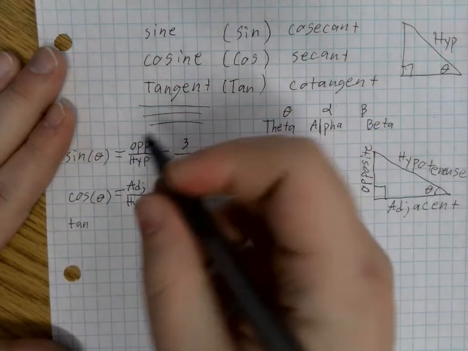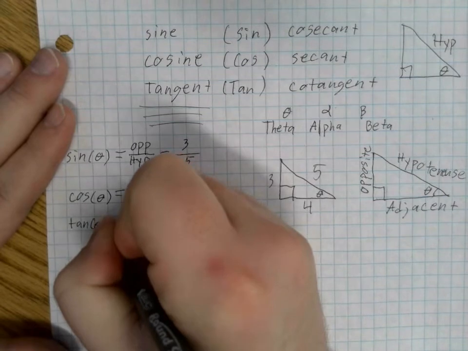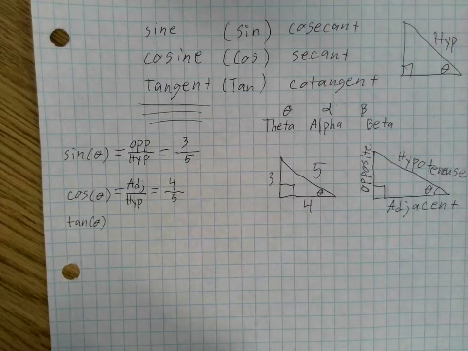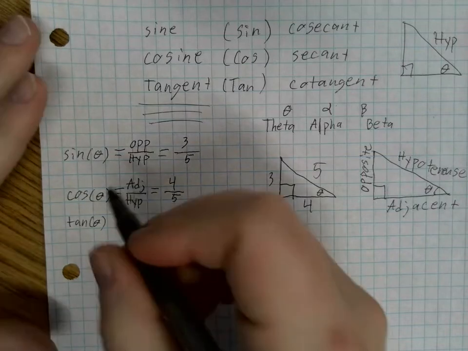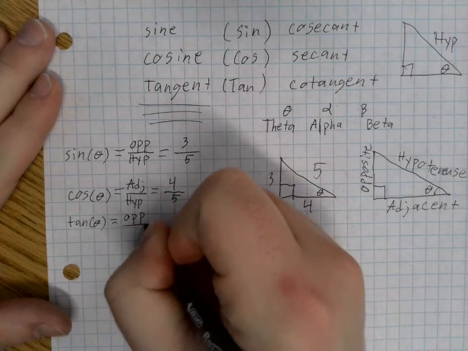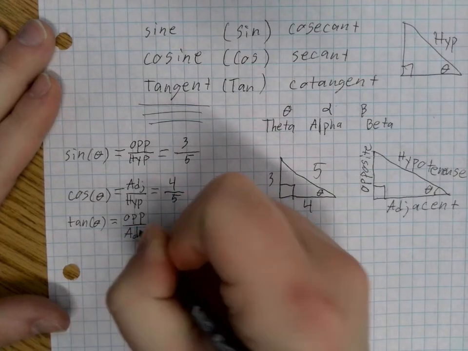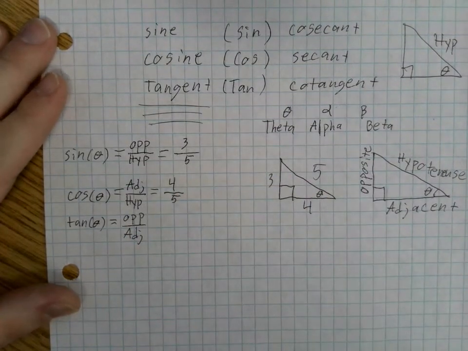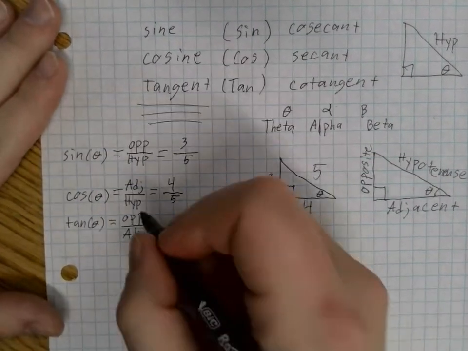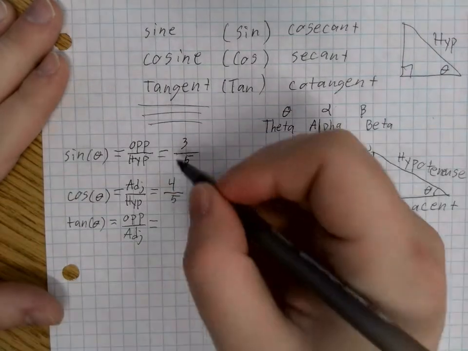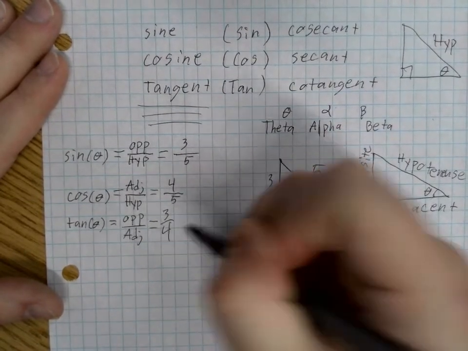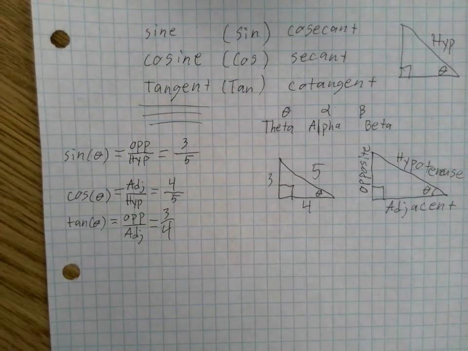Alright, the next one we're going to talk about, and this will be the last trig function we're going to be dealing with, is tangent of theta. Now, this one's a little weird. This one uses the opposite and the adjacent. It utilizes both of them. Well, the opposite we found was 3 earlier. The adjacent we found was 4. So then this would be 3/4.